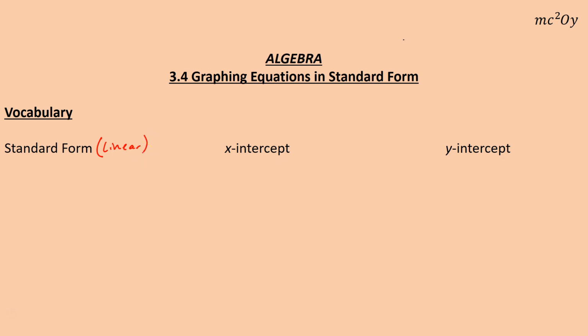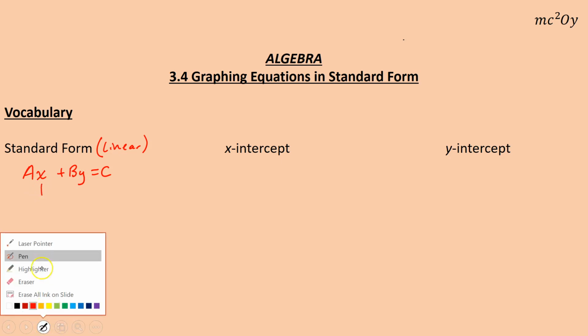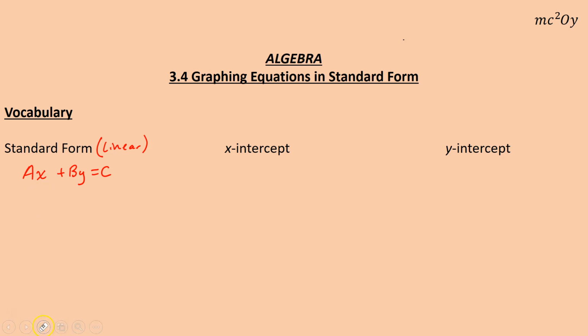Well, standard form for linear is ax squared. Not ax squared, I just said it's x to the first power. So it's ax plus by equals c, where a, b, and c are all numeric values, and x and y. X is your input, y is your output. Okay, so just keep that in mind.